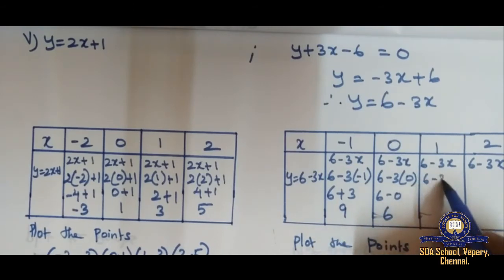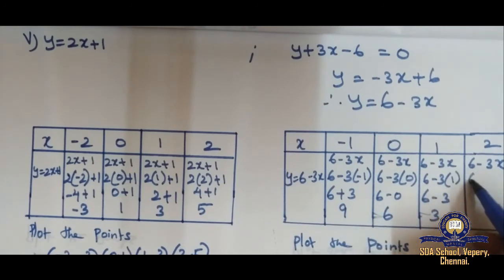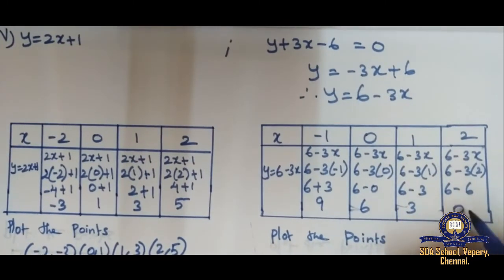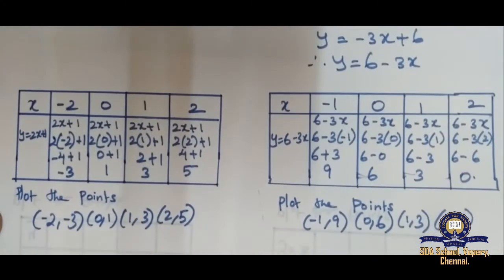Here 6 minus 3 instead of x 1, 6 minus 3 is 3. Same way 6 minus 3 into 2, 3 twos are 6, 6 minus 6 is 0. Here what I am going to plot is minus 1 comma 9, 0 comma 6, 1 comma 3 and 2 comma 0. This is how you have to plot.